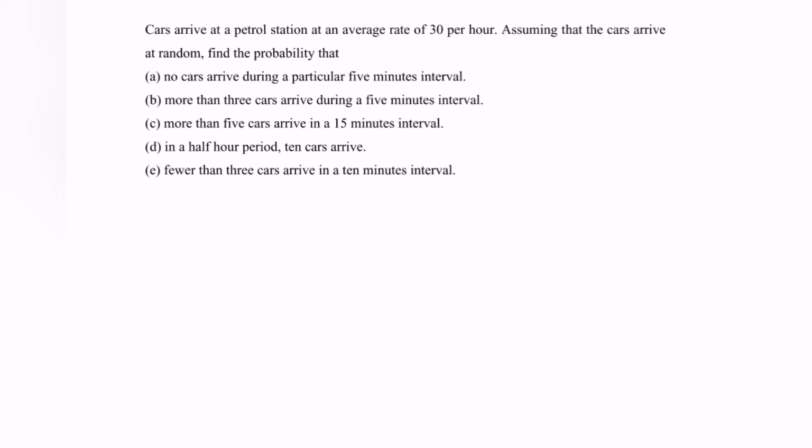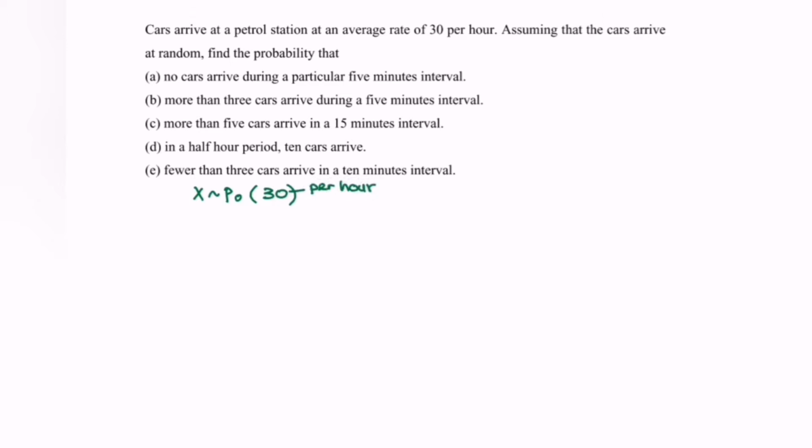In this video, I'm going to discuss the example for special probability distribution. Cars arrive at a petrol station at an average rate of 30 per hour. Assuming that the cars arrive at random, find the probability that... So here we have the title: X is Poisson distributed with 30 per hour.